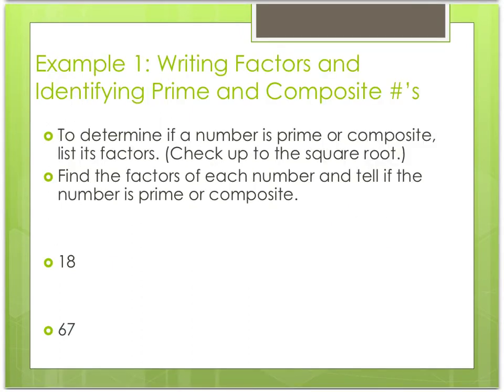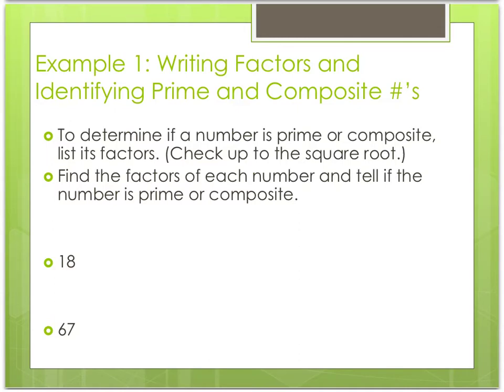So in our first example, we want to identify whether a number is prime or composite. And we're going to do this by writing all the factors of each number. So, the steps involved are these. To determine if a number is prime or composite, I'm going to list the factors that I can name for 18, which is my very first number.